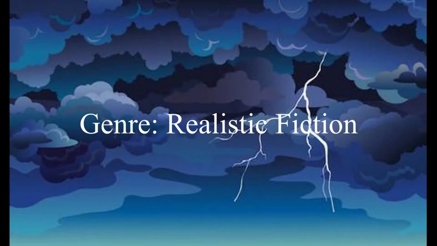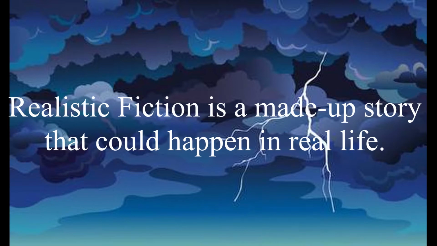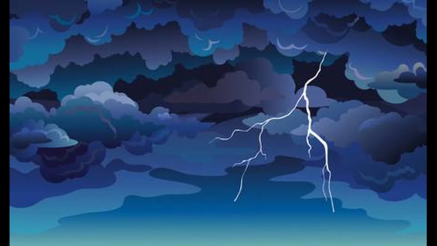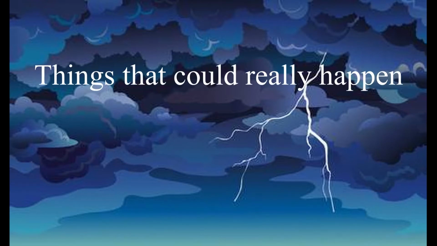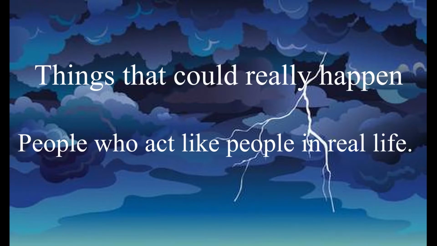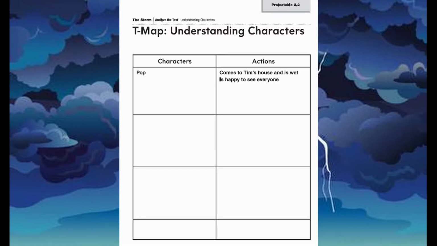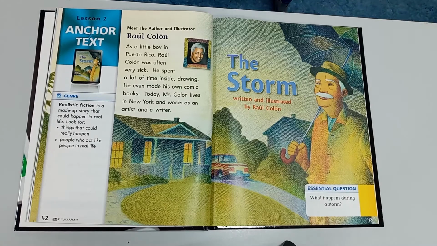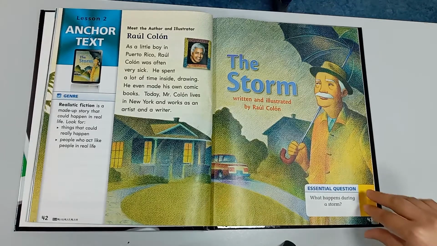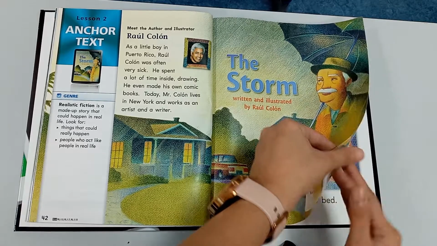The genre of this text is realistic fiction. Realistic fiction is a made-up story that could happen in real life. Look for things that could really happen, people who act like people in real life. As we read, we can use a chart like this one, adding the names of the characters and examples of their actions. The Storm, written and illustrated by Raul Colon.